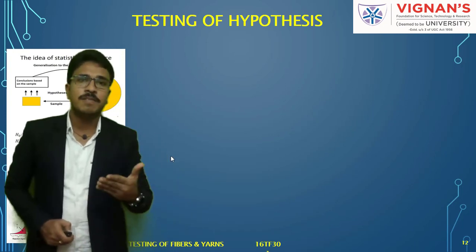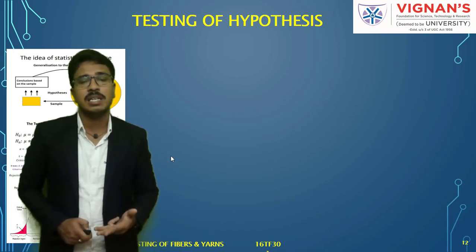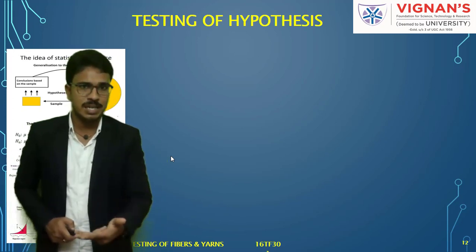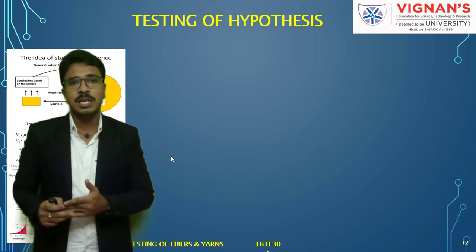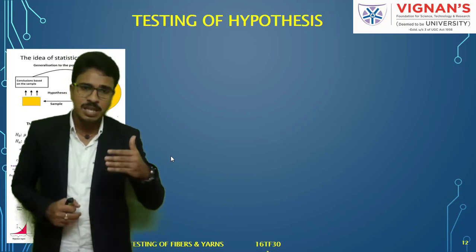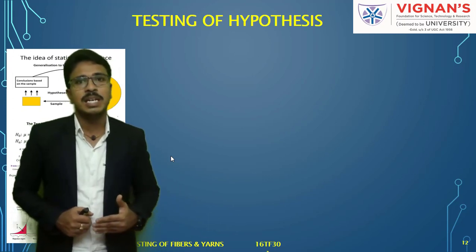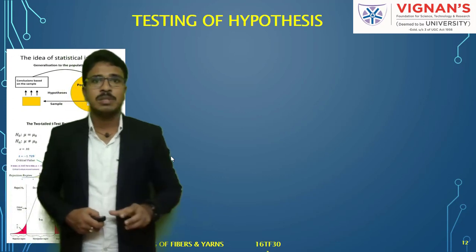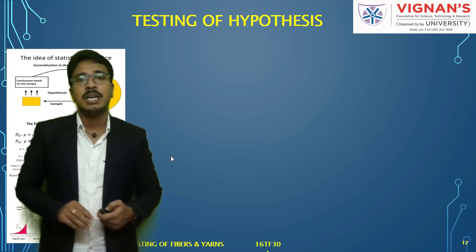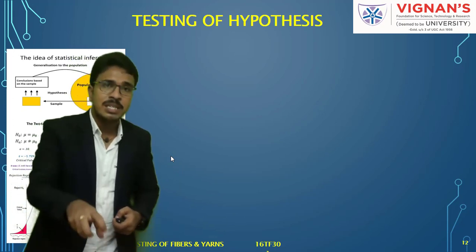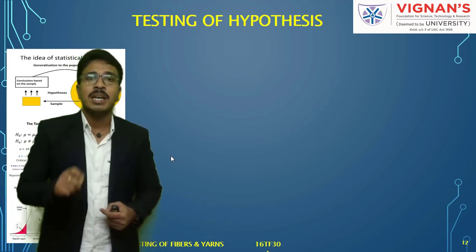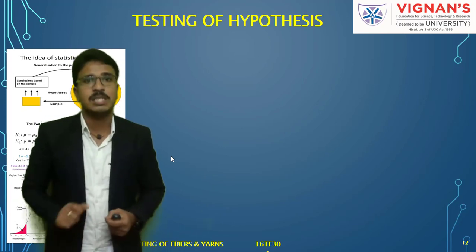There are two different types of critical regions: the two-tailed critical region and the one-tailed critical region. The one-tailed critical region is again divided into the right hand side and the left hand side. So what is the importance of this critical region? Whatever sample values we measure, which we call the statistic, if that statistic falls in the critical region, we reject our null hypothesis.